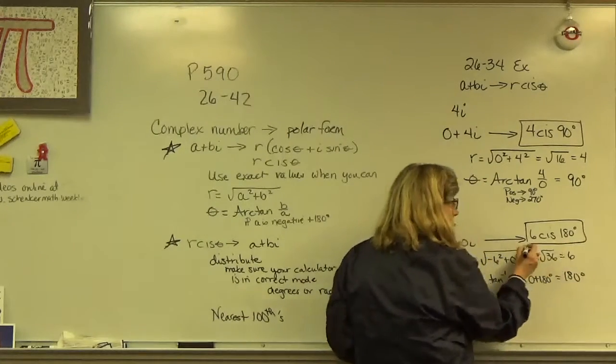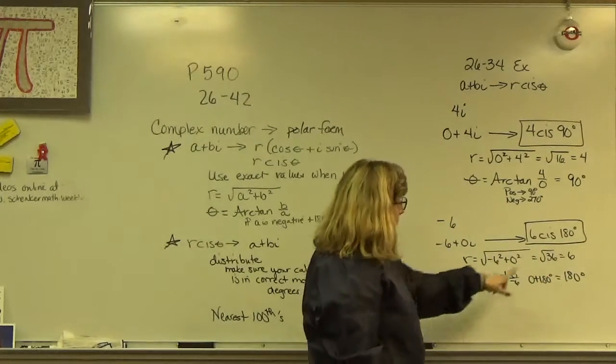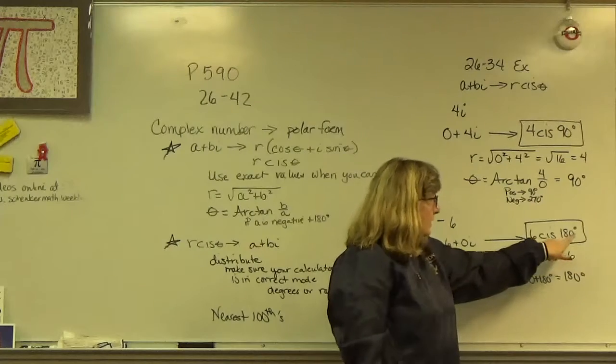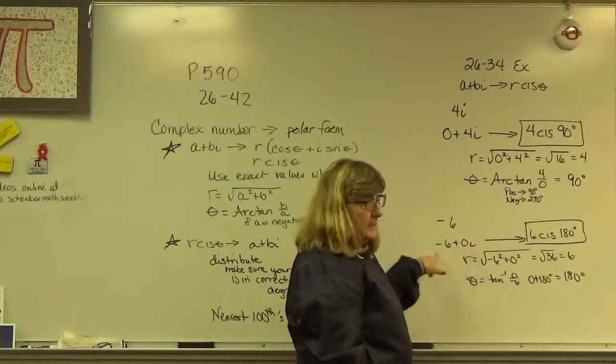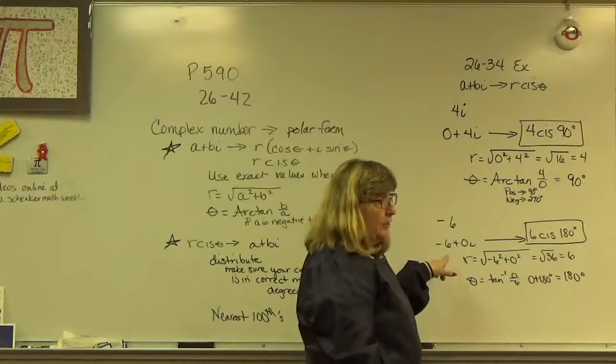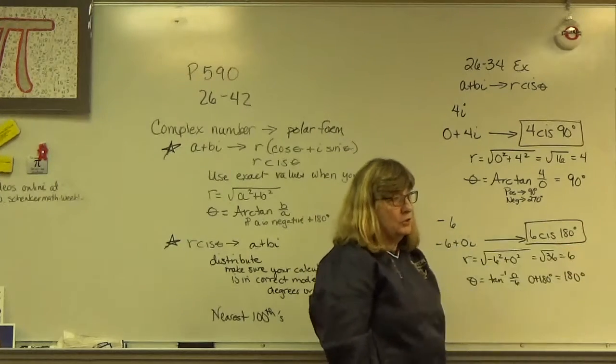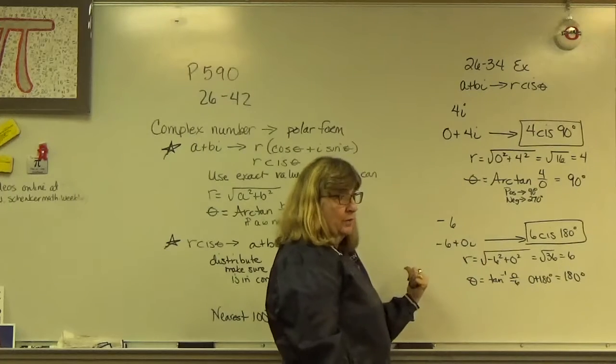What did you get? Negative 6. What's 6 times the sine of 180? Should get 0. Yeah. And see, doesn't it match? You can check every answer by distributing. If you distribute, you should get back what you started with.